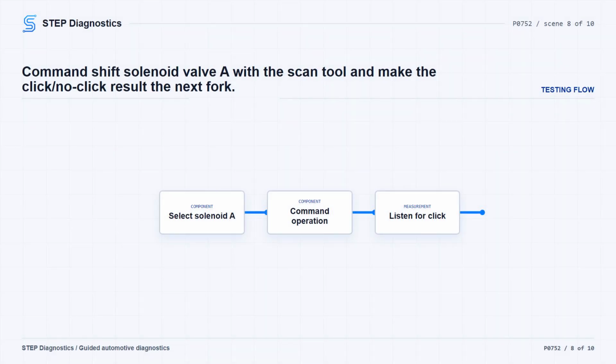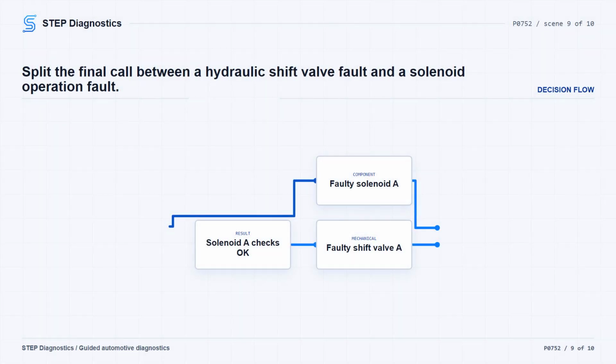Once the failure is duplicated, use the HDS miscellaneous test menu and select shift solenoid valve A. Command the solenoid and listen for operation. If you hear a clicking sound, shift solenoid valve is considered OK on this check, and the diagnostic path points to a faulty shift valve A. The repair path is replacement of the secondary valve body for shift valve A.